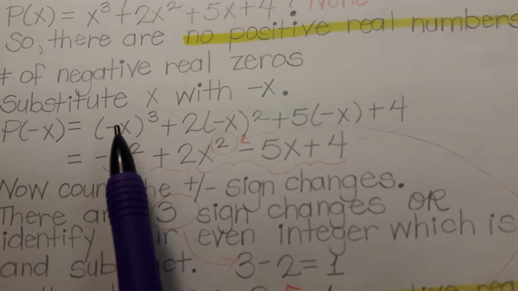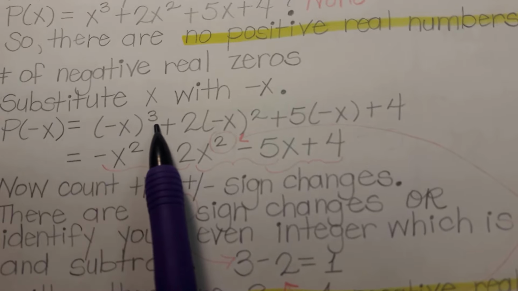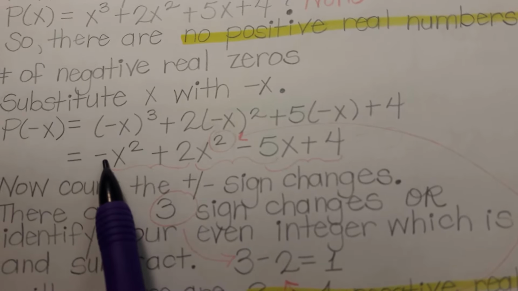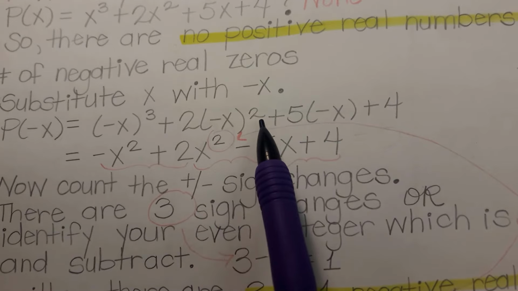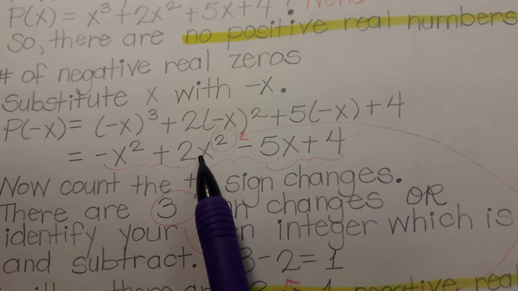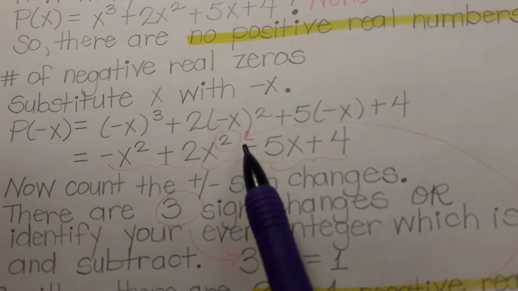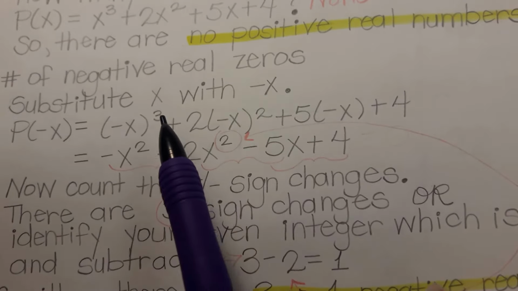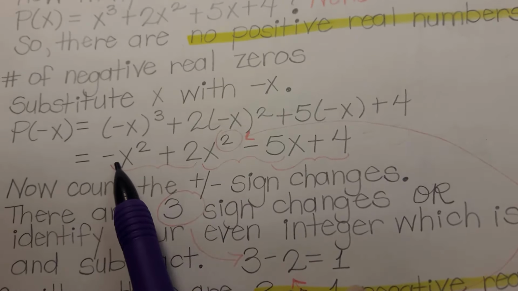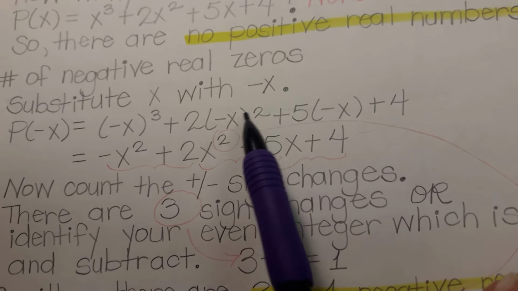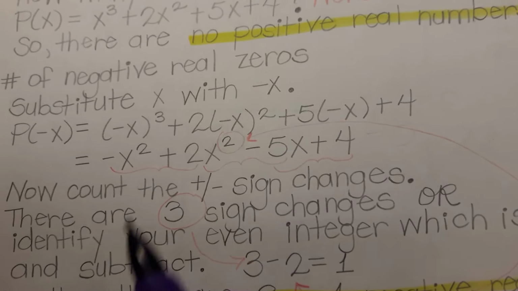Now, when I do the math, I know that a negative and an odd exponent will always be negative. A negative and an even exponent will always be positive. And then a negative, again, with an odd exponent will always be negative. So if it's odd, it's going to be negative. If it's even, it's going to be positive.